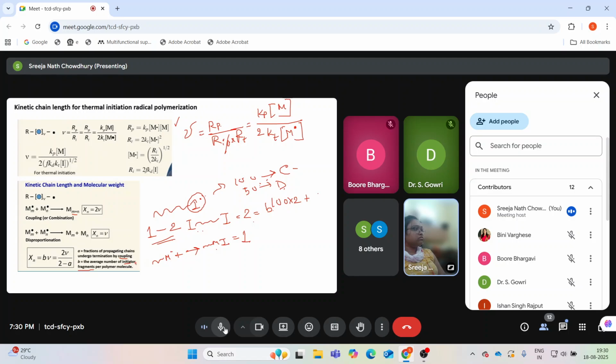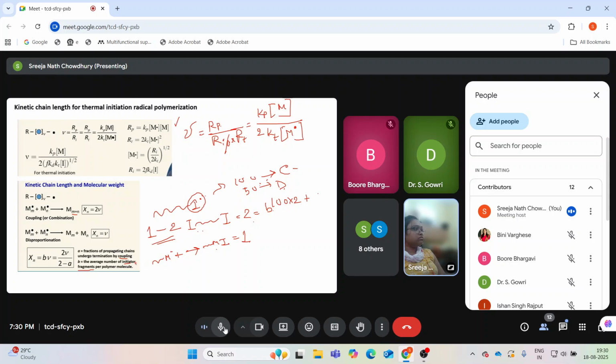So at 70 degrees centigrade, Kd is given, Kp is given, Kt is also given, F is also given, Mi, all things are given. You have to calculate the M dot, nu, the kinetic chain length, the degree of polymerization, and the number average molecular weight. Just consider that only combination reaction occurs, no disproportionation occurs.